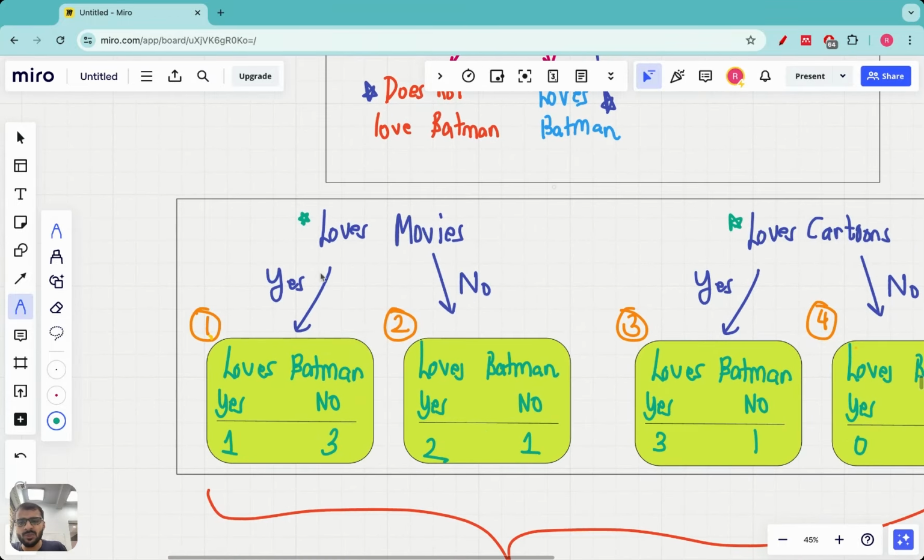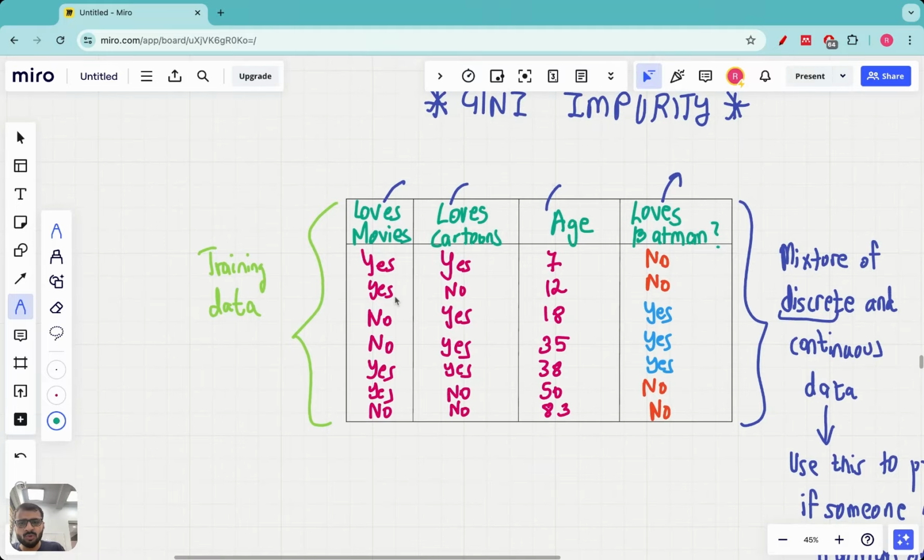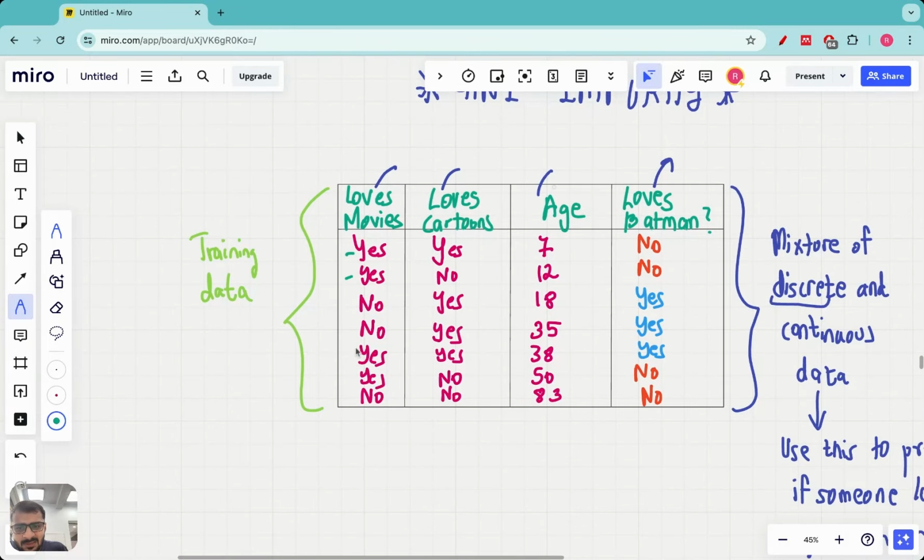First, let's look at this flowchart. First, let's look at loves movies. And initially, let's look at all the people who have answered yes to this question. Those would be all the people who have answered yes. There are four people. And then let's see how many of them love Batman or not.